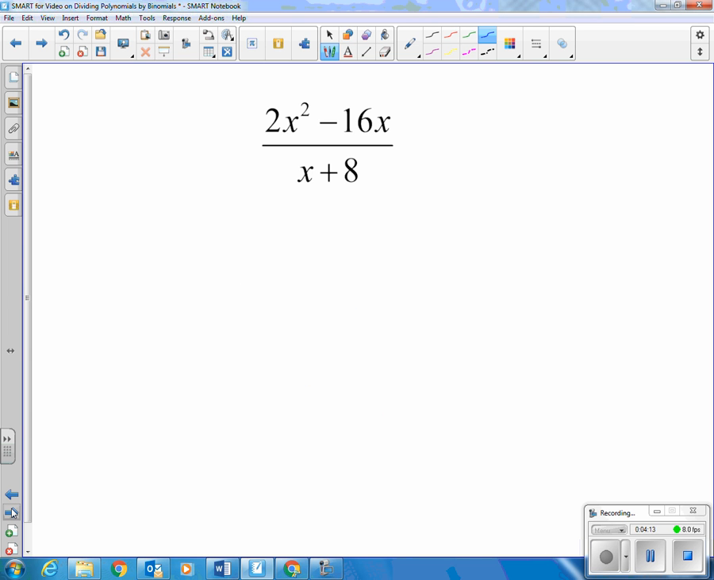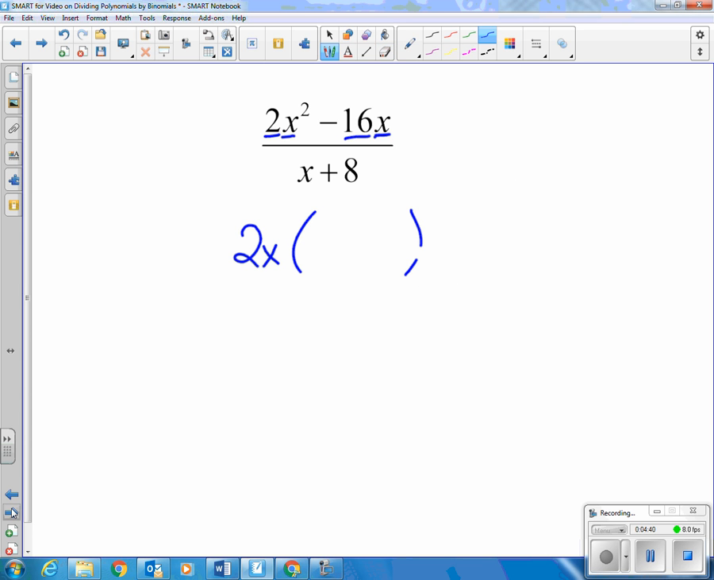All right, on this one, hopefully you recognize this has got a common factor. You've got to make sure you're taking out the greatest common factor before we do anything else. So I know I have a 2 in common with both 2 and 16. I also have an x in common. So I need to take out a 2x. This is coming out. Now I've got something that I'm going to be multiplying by here.